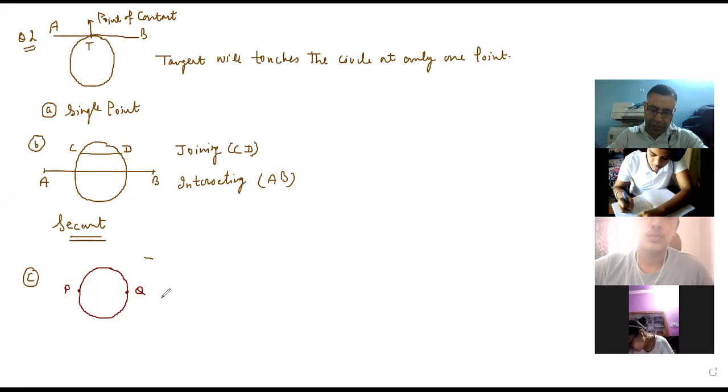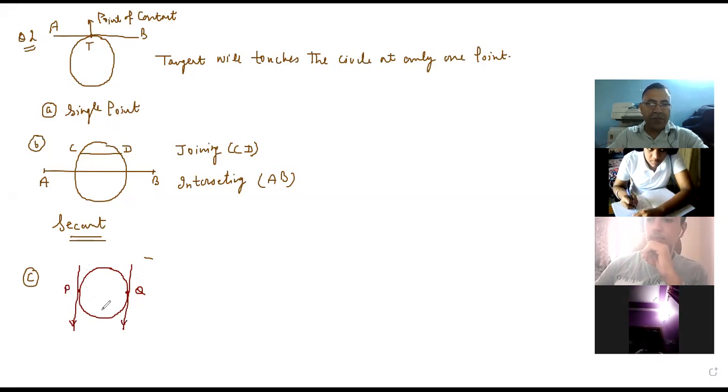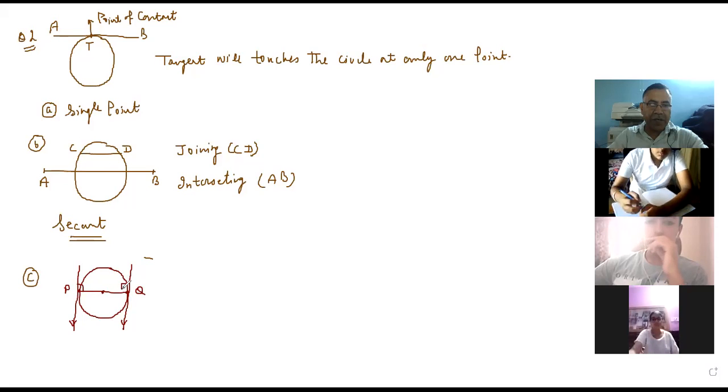Up in part C, what he's saying is: a circle can have dash parallel tangents at the most. Now look, I have drawn a tangent at the point P. I have drawn a tangent at the point Q. He is saying these two tangents are parallel. If these two tangents are parallel and this is the center, the sum of the co-interior angles must be 180.